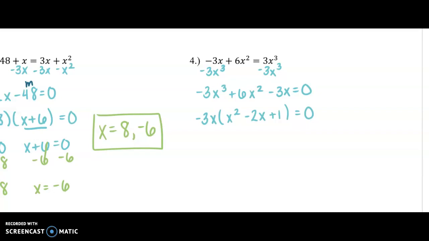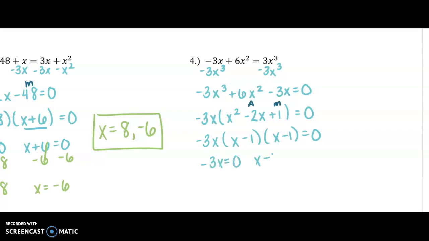And again, the reason why I took the negative out is I don't want my x squared to be negative. So now I have a trinomial that I can factor, so the -3x stays out front. What multiplies to +1 that adds to -2? That's -1 and -1. So x minus 1 times x minus 1 is equal to 0. And then set all of those separately equal to 0.